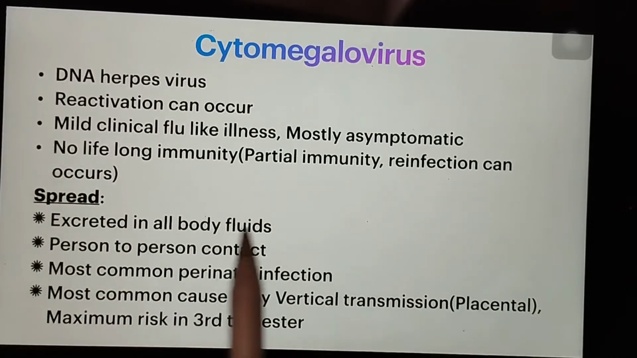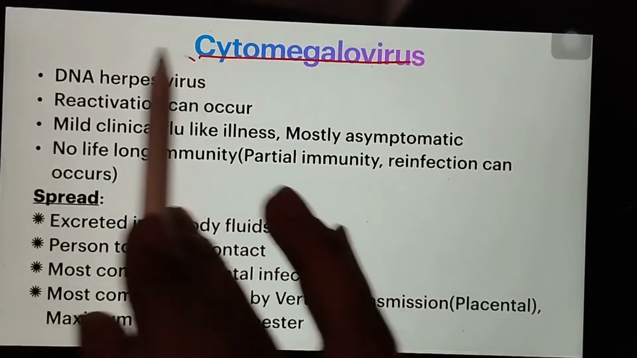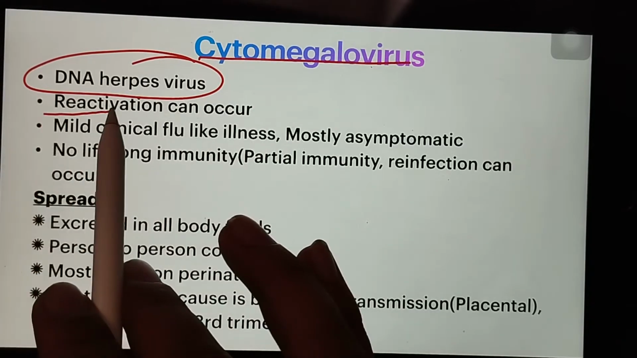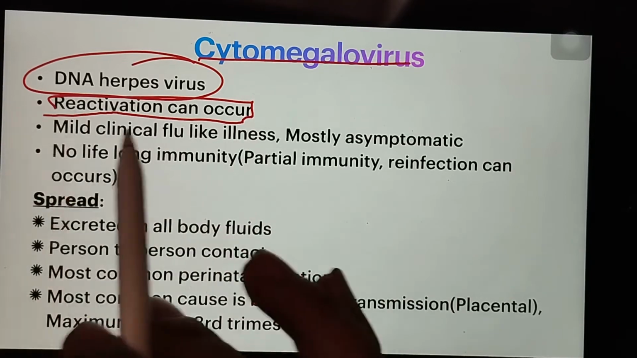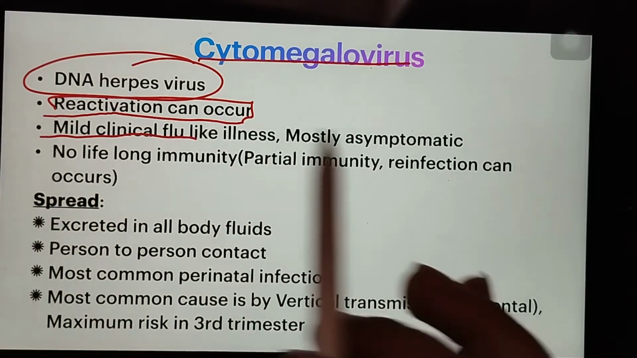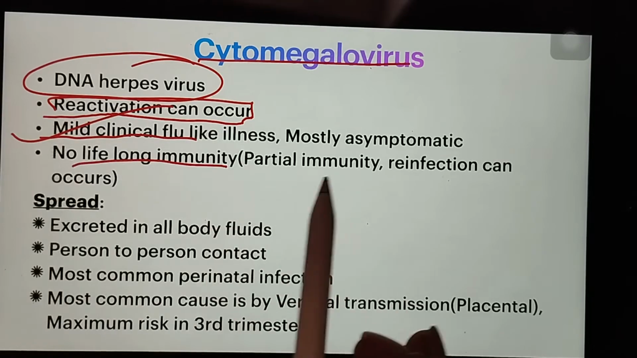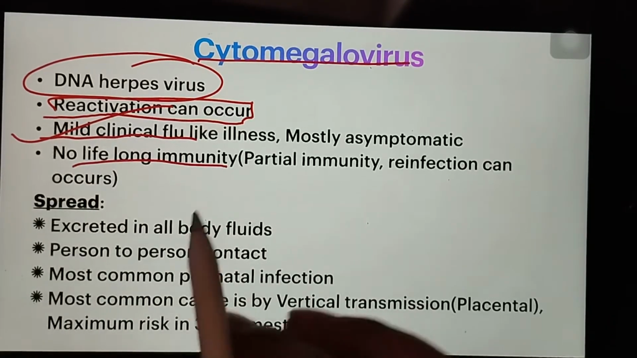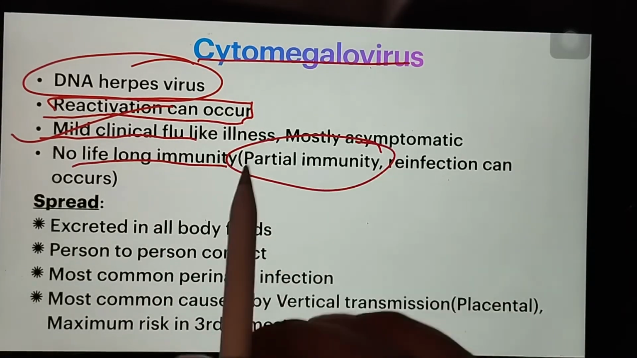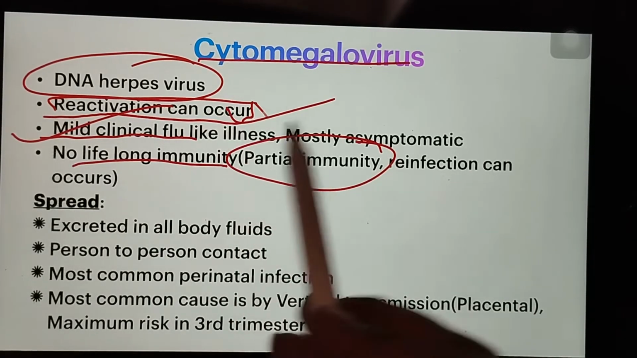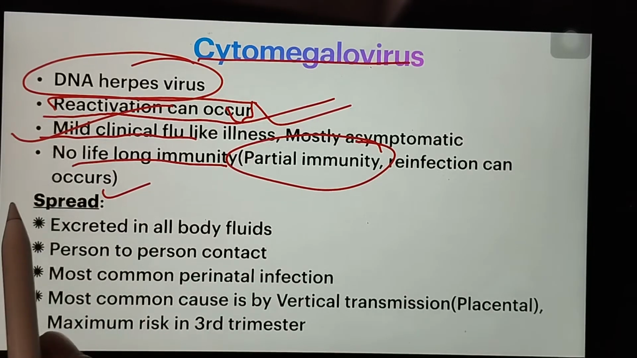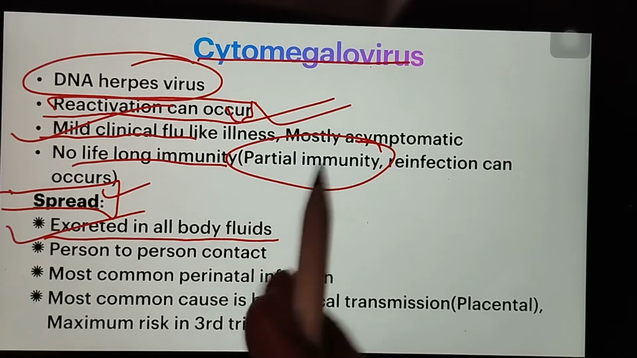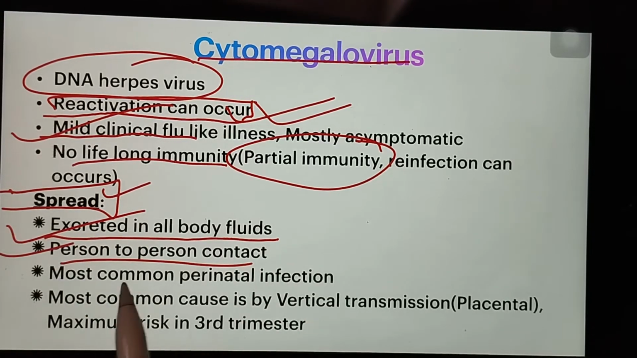So next is Cytomegalovirus. It is caused by a DNA herpes virus, and reactivation can occur in this virus. It is a mild clinical flu-like illness, mostly asymptomatic, and no lifelong immunity occurs. If one time infected, there is no lifelong immunity, only partial immunity, so reinfection can occur in the patient. For the spread, it can be excreted in all body fluids and spreads by person to person contact.